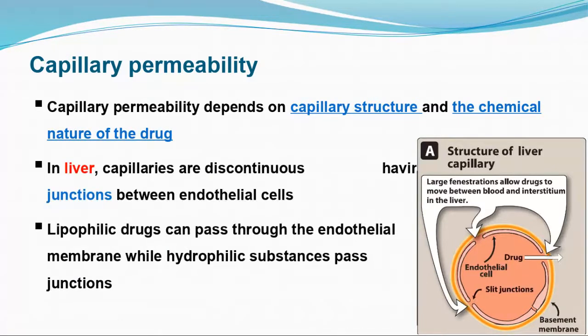هيختلف. تمام؟ فمثلا هنا as an example الليفر، الكابيلاريز that are present في الليفر هنلاقي هنا ان شايفين هنا endothelial cells are discontinuous. شايفين هنا between these cells هيلاقي ان في slit junctions. تمام؟ These slit junctions can allow the water soluble molecules or the hydrophilic molecules to pass in between these cells. تاني الكابيلاري structure في الليفر they are discontinuous. تمام؟ having slit junction between the endothelial cells.